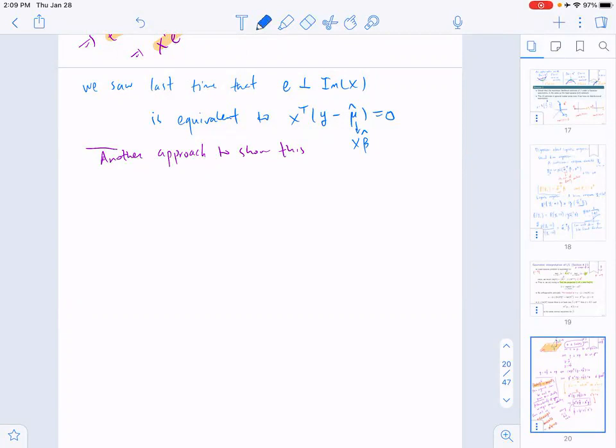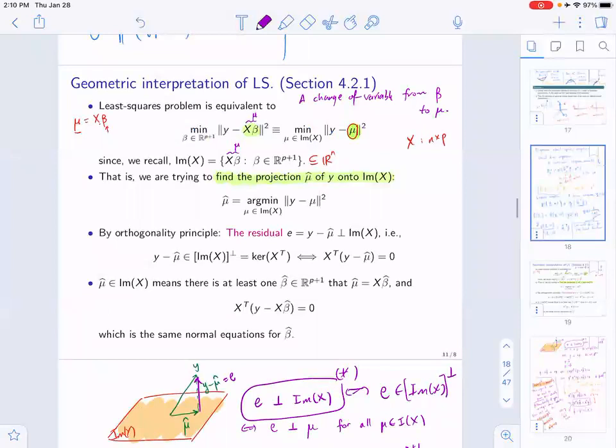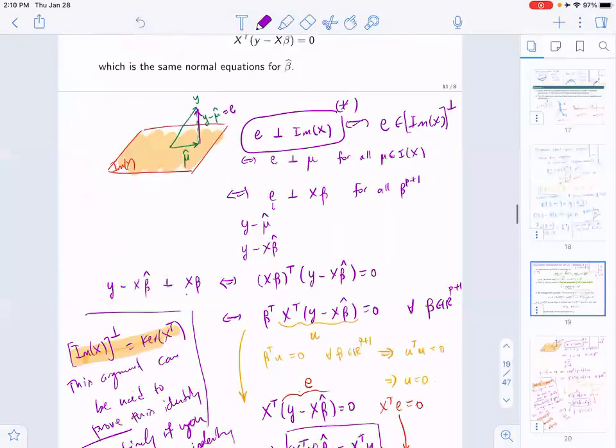So this is the residual. You can verify. We want to show that E is orthogonal to the image of X if and only if X transpose E is 0. So that's basically this. This is E, and this is saying E is orthogonal to the image. Then this is saying that X transpose E is 0.